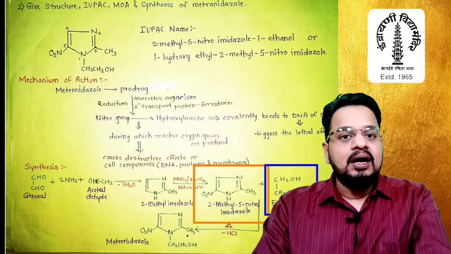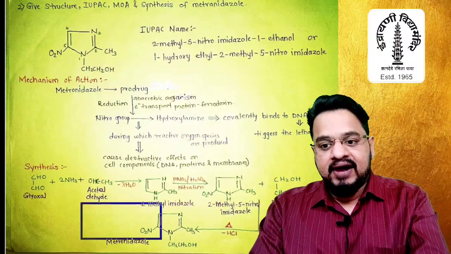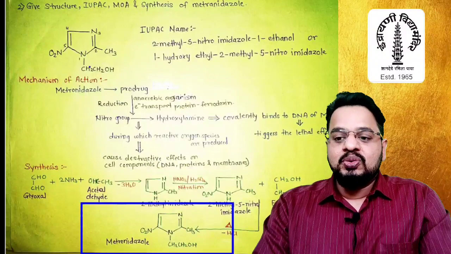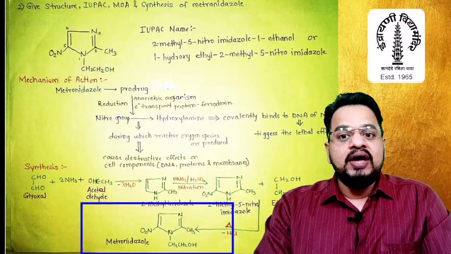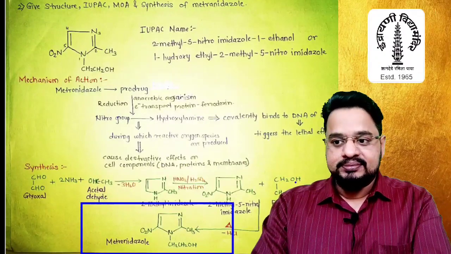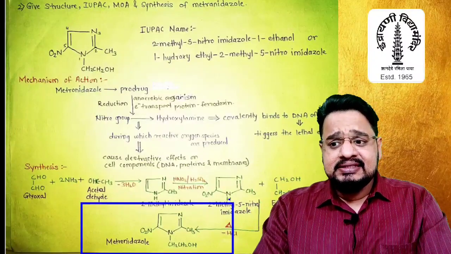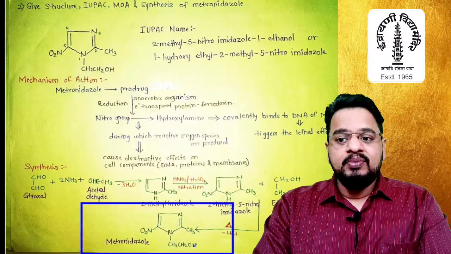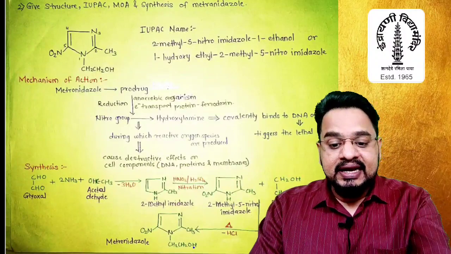The hydrochloride will be released and you will get the final compound, and that final compound is nothing but metronidazole. So what is happening? At the NH at position 1, we are supposed to have CH2CH2OH. This CH2CH2OH will get attached to number 1, and this Cl and the proton which is present at the nitrogen will be removed as HCl, and you will get the final compound as metronidazole.